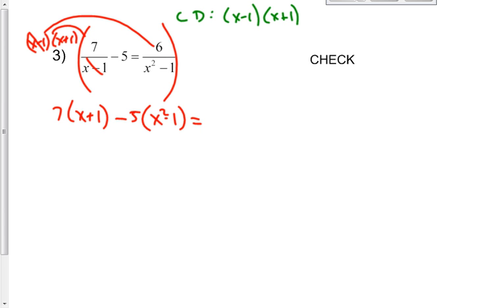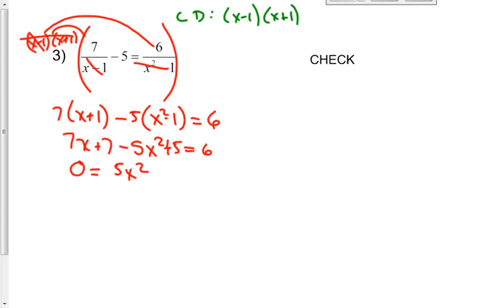but then I'm going to divide out the x squared minus 1, so they're both gone, which leaves me with just my 6. All right, distribution, 7x plus 7 minus 5x squared plus 5 equals 6. I'm going to move everything over to the other side. I want this x squared to be positive. 0 equals. So the 5x squared is over here. 7x is going to end up negative. Plus 7 plus 5, there's 12, but I subtract the 12 from both sides, should leave me with a minus 6, equals 0.